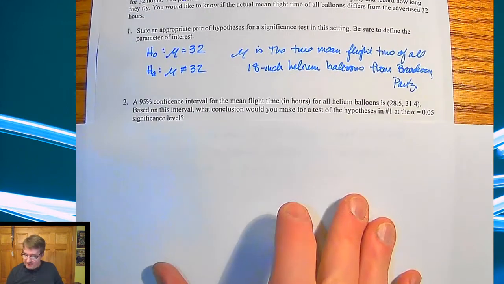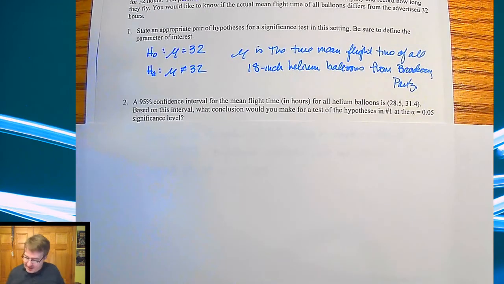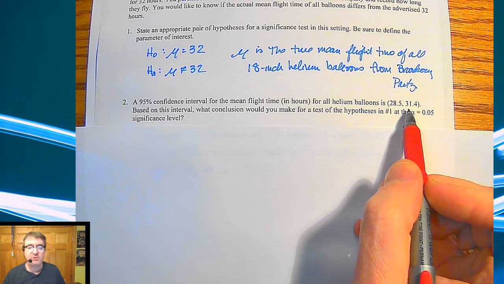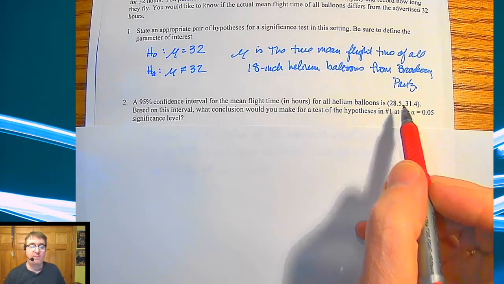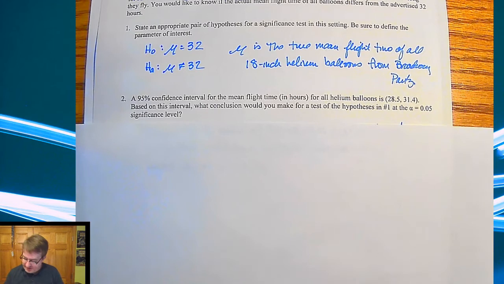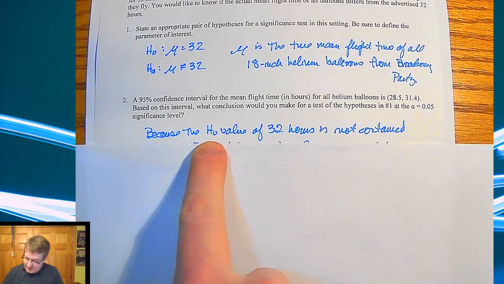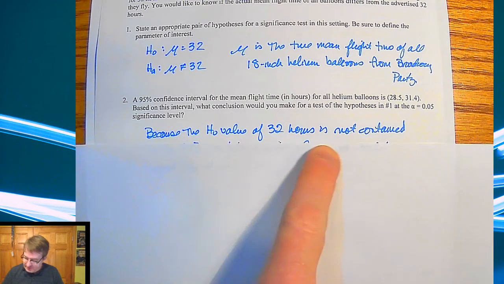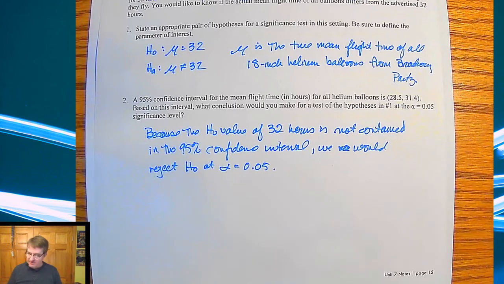Now, a 95% confidence interval for the mean flight time in hours was built to be from 28.5 to 31.4. Based on this interval, what is your conclusion for a test of the hypotheses in number 1, given that we have an alpha value of 5%? Because the null hypothesis value of 32 hours is not contained in the 95% confidence interval, we would reject the null hypothesis at 5%.